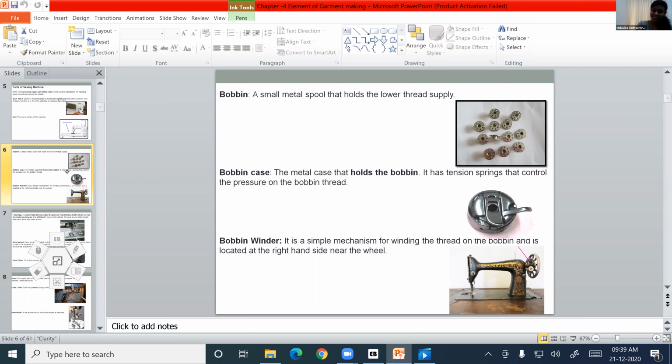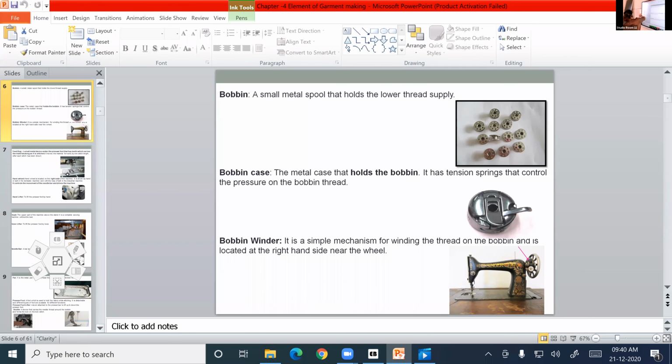No. Okay, so this is the bobbin, and it is a metal spool that holds the lower thread supply. And this is the bobbin case, a metal case that holds the bobbin, and it has a tension spring that controls the pressure on the bobbin thread. And the bobbin winder, which we can see in most manual sewing machines, is placed at the right hand side of the machine, near the wheel, and it is a simple mechanism for winding thread into the bobbin. That also I'll show you in the video.